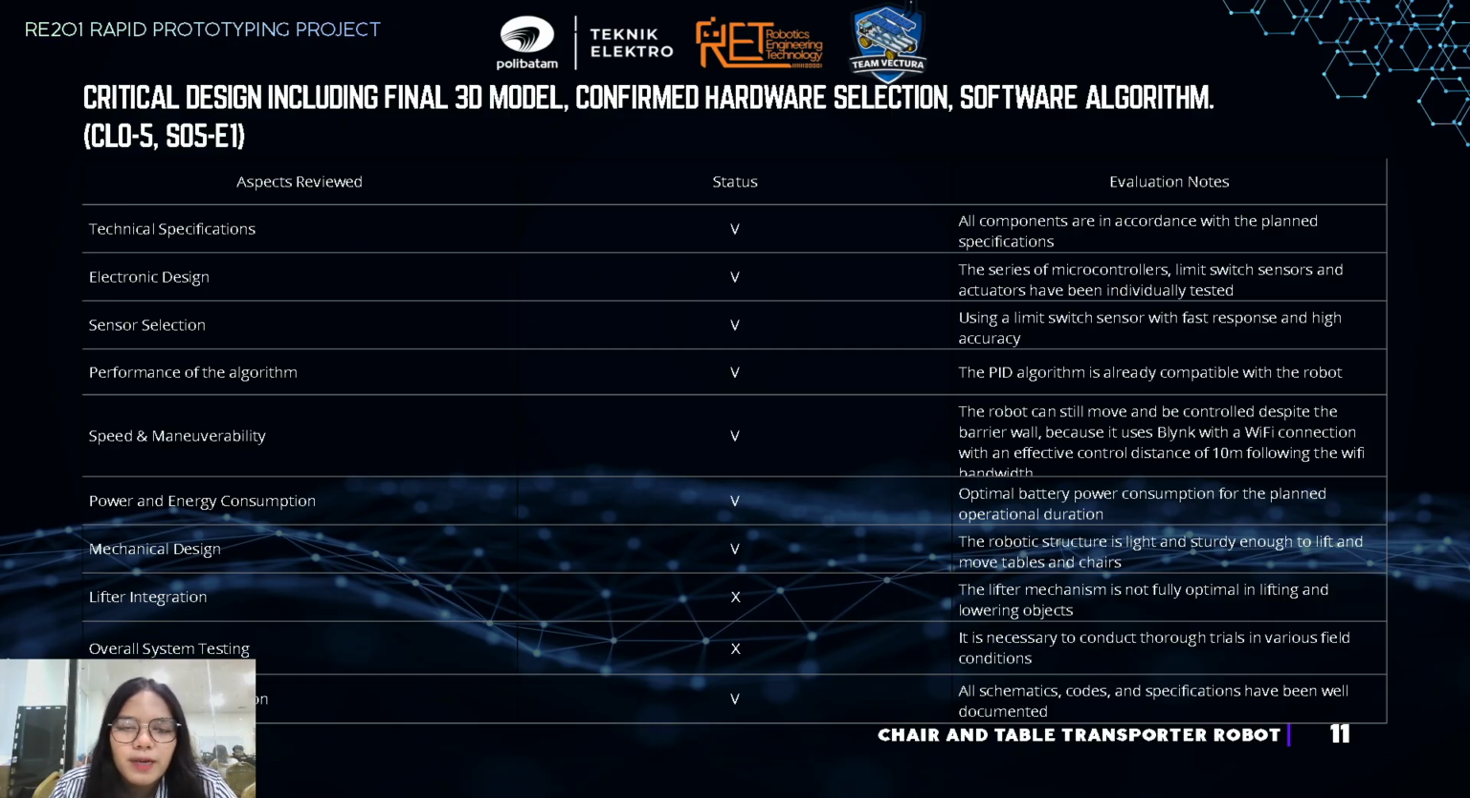And for overall system testing, we still need more testing in different conditions. Finally, our technical documentation is complete. So overall, most parts of our robot are ready, but there are still some improvements needed.